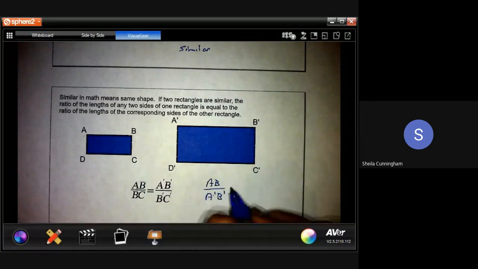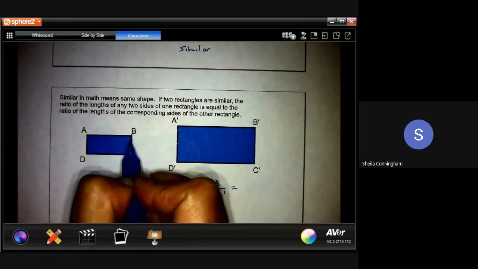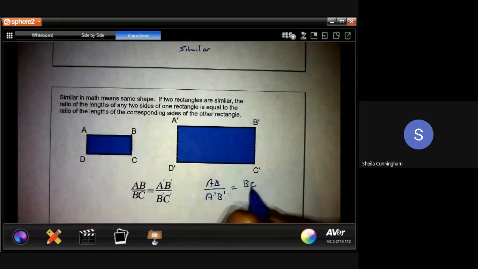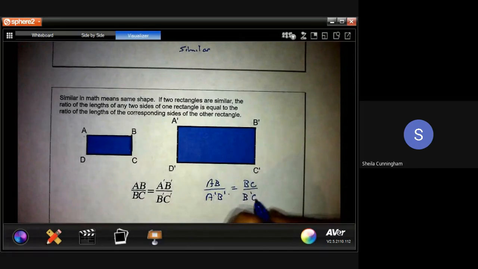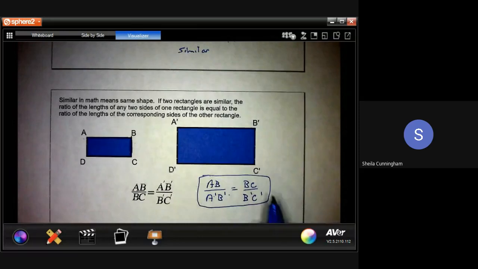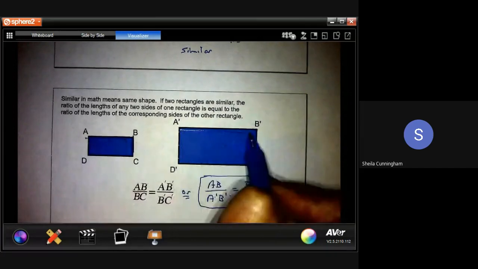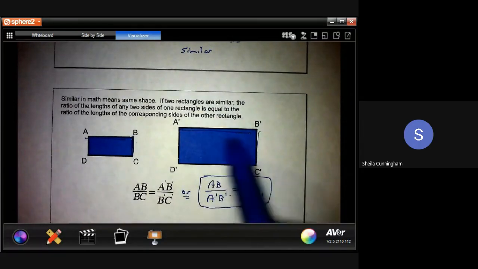So I can also show it like this, and this is what we did with the dog picture up above. The other corresponding side that I could take is BC, so it should equal this ratio of this side to this side, B prime, C prime. This is typically where we're going to use that type of a ratio. Either one of these works, but our brains kind of operate always comparing one side to the side of another, this side to this side. So that's the idea that we used up in the dog picture up above.